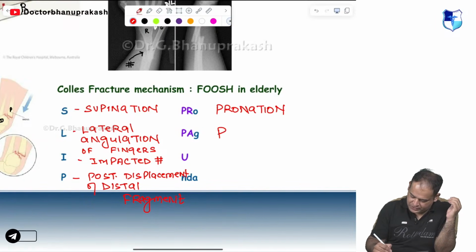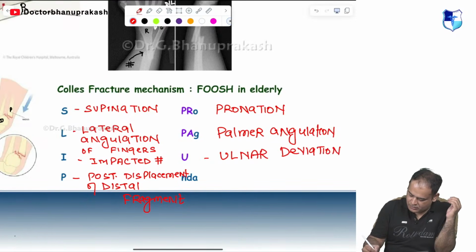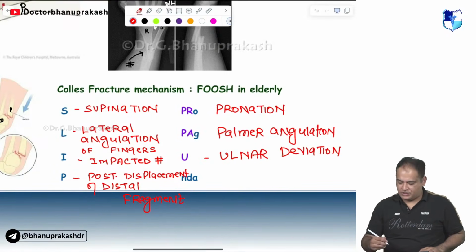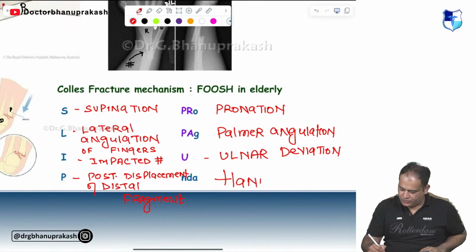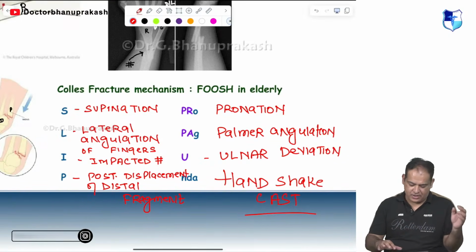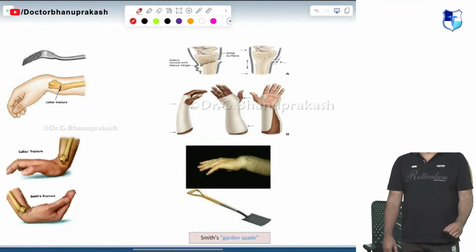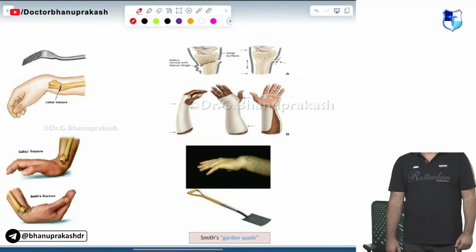From dorsal angulation we will convert to palmar angulation. From lateral deviation we will convert to ulnar deviation. And all this we will do in the handshake cast. Some important things over here, I want to show you some important concepts.